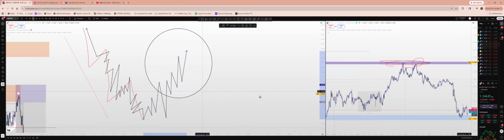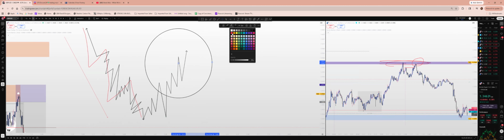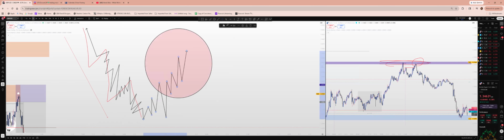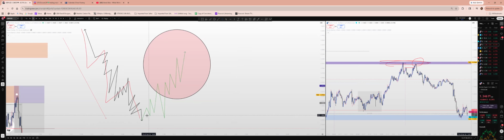And now we are here, right? For example, now we are within this region right here. Let's color that red, for example. And let's color this as what? Bullish retracement. Okay? So this here is your retracement. This here is your direction.